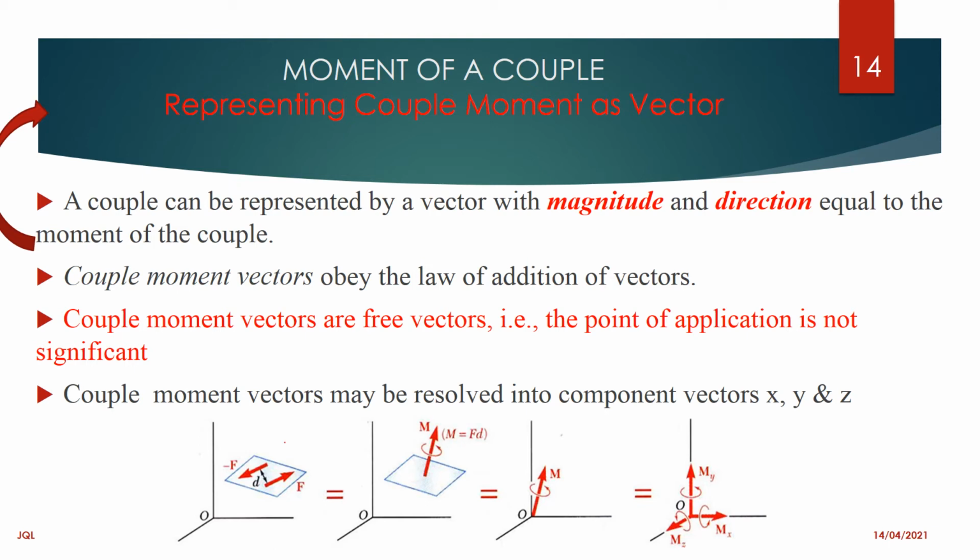Here is a couple. I get a moment, let me say I'm getting it from here. From here, it will be the D cross F. This is the one that I have here. I can take it wherever I want. I can bring it here. For as long as it's the same system, it doesn't change anything. Once it comes here, this moment has got components in the X, in the Y, and in the Z.